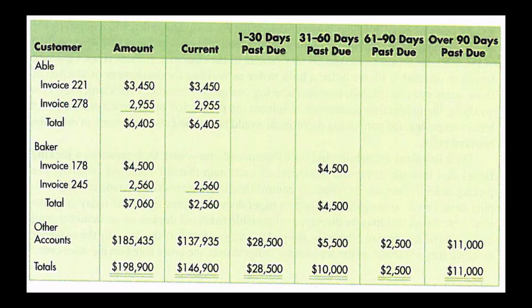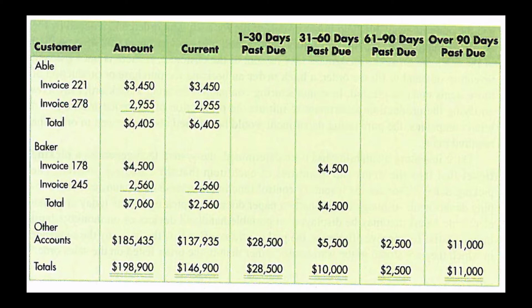Here we can see that it's a report that lists the customer account balances by length of time. You can see there are some customers where we put their names, like Abel, Baker, and other accounts. Then we can see the invoices that have been issued to them over the last 4 months and which ones have been paid. For example, there are 2 invoices issued to Abel, 221 and 278, and they are still current. So it seems Abel doesn't have a long history of credit.